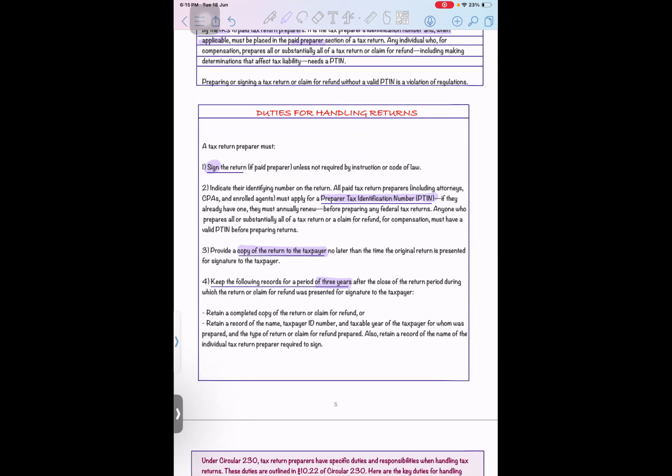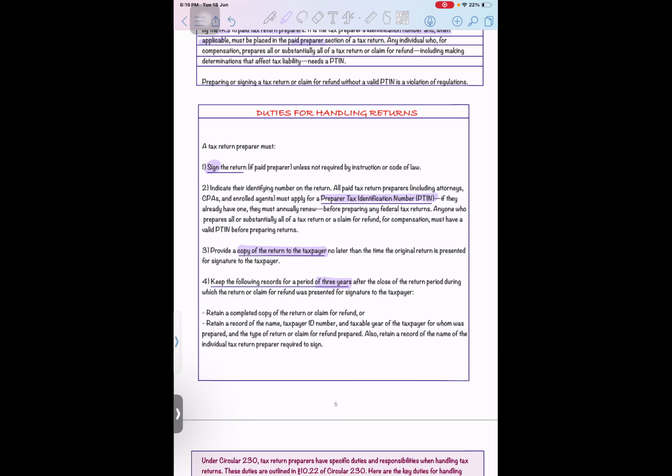Okay, there are some returns where you are just going to provide them some advice. Let's say you are advising that they should claim a refund. That doesn't mean you're actually going to sign their return or work for them. So please make sure that you sign the return as a paid preparer.